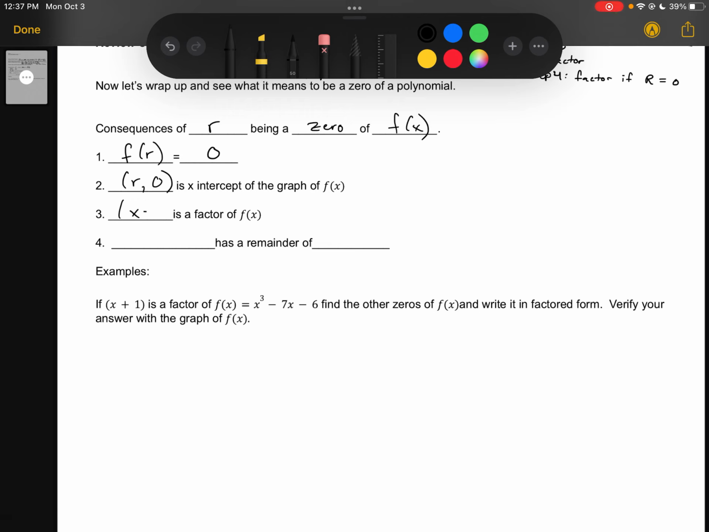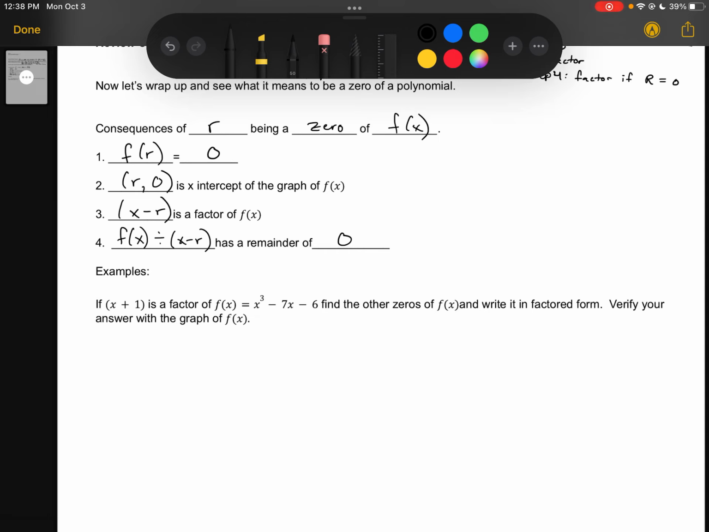Third, x minus r is a factor of f of x, so the opposite of r. So if r is the actual 0, the opposite of r in this case is the factor. And then lastly, if we take f of x, our function, and we divide it by x minus r, this has a remainder of 0. So if we divide the function by its factor, it must have a remainder of 0. So these are all 4 things that this means. So this is the big picture.